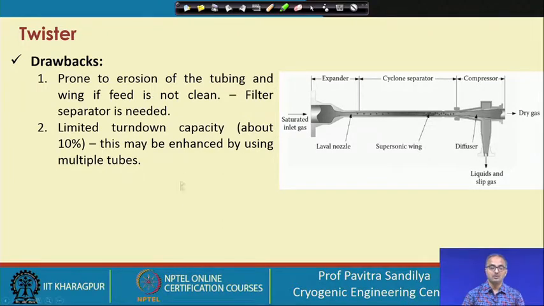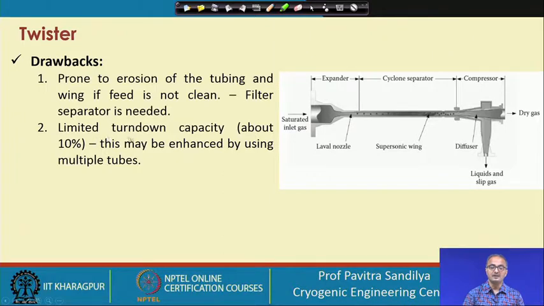Now the only drawbacks are that they are prone to erosion of the tubing and the wing if the feed is not clean. That means if the feed contains particulate matter and it is not taken off before it is passed through the system, then it may erode the system. So they may erode the tubes and they may erode the wings in the cyclone separator zone.